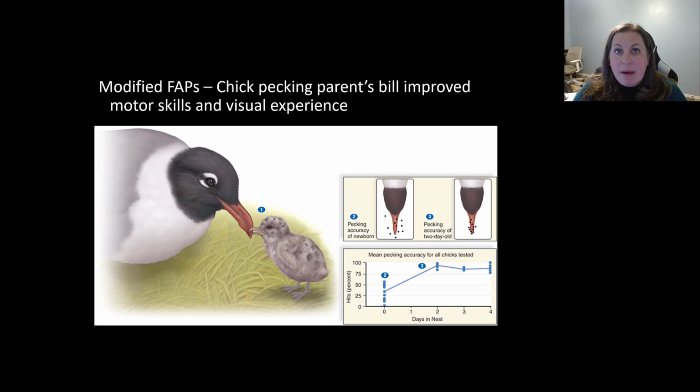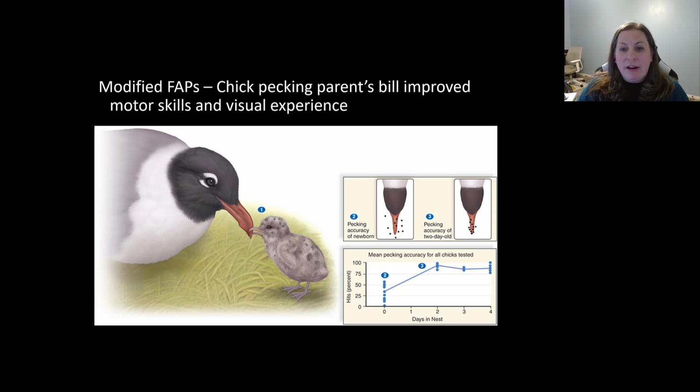So I told you I would come back to an FAP. The FAPs, remember, are the fixed action patterns, but this one's a modified one. This is one that gets better as they learn how it works. So the chick pecking the parent's bill is the FAP. When they see the parent's bill or beak in the area, they're going to peck at it, which then allows them to be fed, okay?